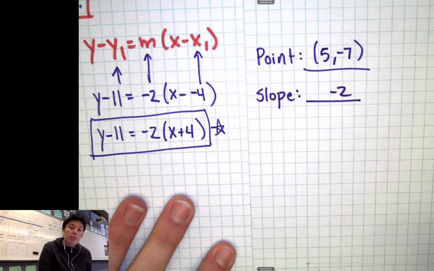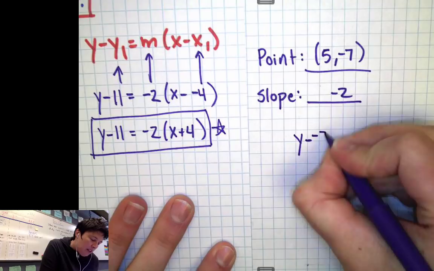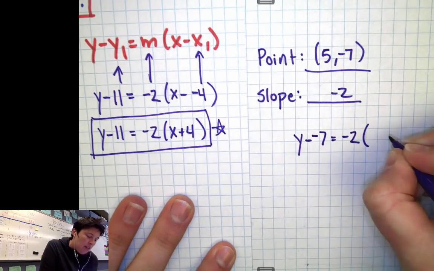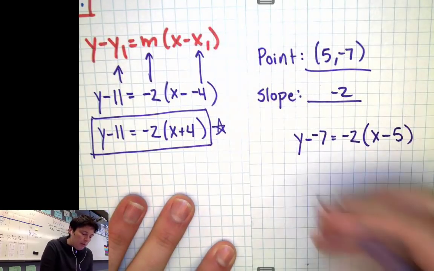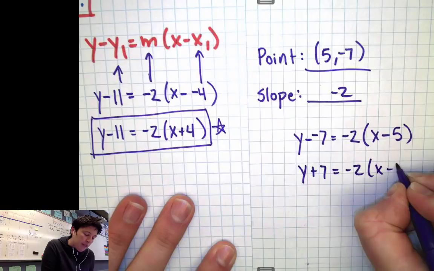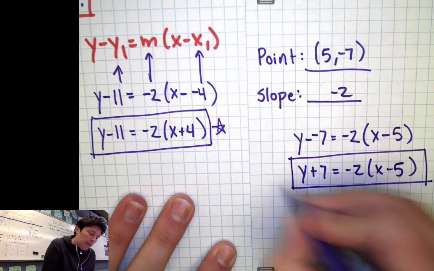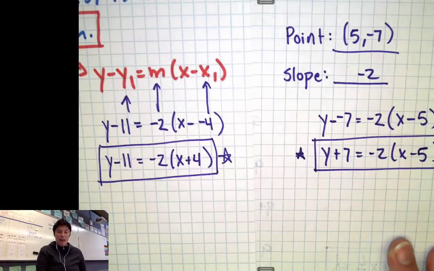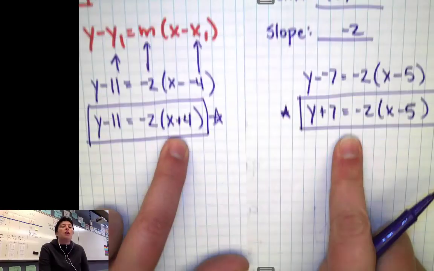That just means when I do my equation, it's going to be y minus -7 equals -2, my slope, times x minus 5. So I'll clean this up to y plus 7 equals -2 times x minus 5. And this is the second possible answer you could get for this problem. Both of these count as being correct. Either one of these would work because they're equal to each other.